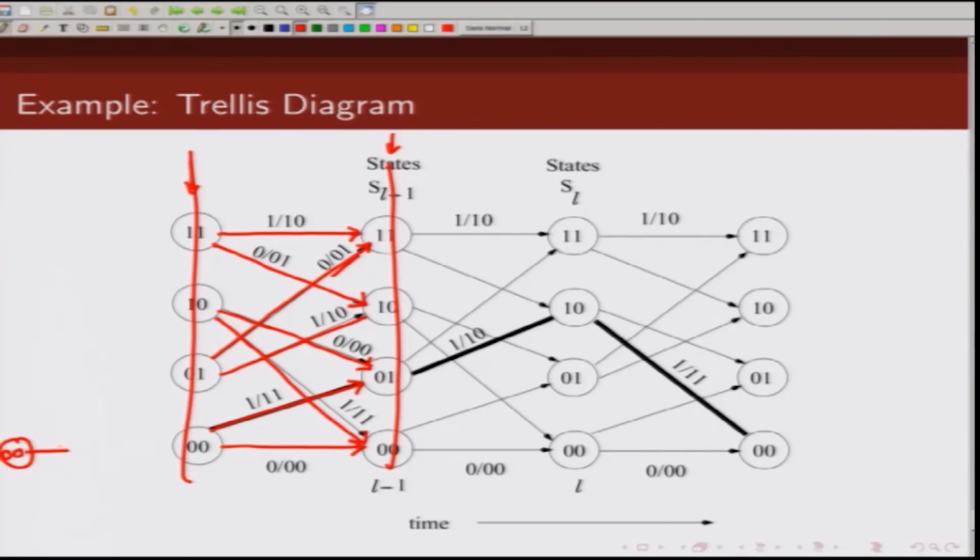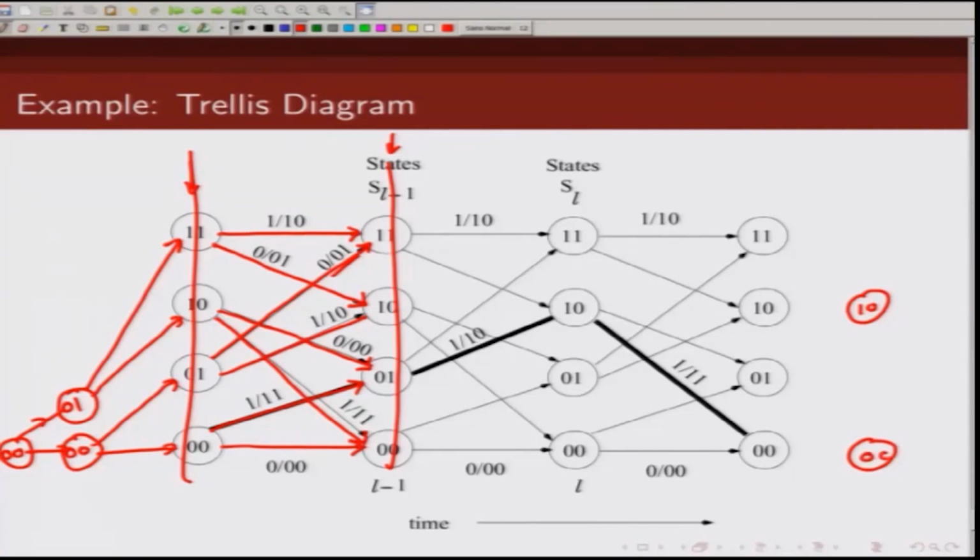If you get a 0, you move to 0 0, and if you get a 1, you move to 0 1. And at the next time instance, if you are in 0 0 state, you move here, and if you get a 1, you move here. Similarly, if you are in 0 1 and you get a 0, you move to this state, and if you get a 1, you move to this state. And let us say I want to terminate this encoder. I want to terminate, meaning I want to bring this encoder back into all 0 state. So, in this step I am going to bring it back to state 0 0 and 1 0.